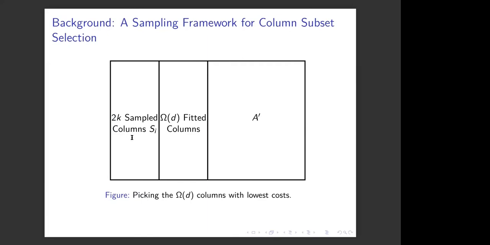And you will include this in your ultimate column subset, so these uniformly random columns. And then you run the algorithm on this remaining matrix A prime. So A prime is the columns which have not yet been covered. And then you get a subset from A prime, and you combine that subset with this subset to get your final subset.